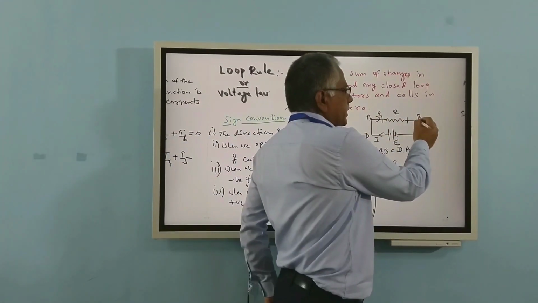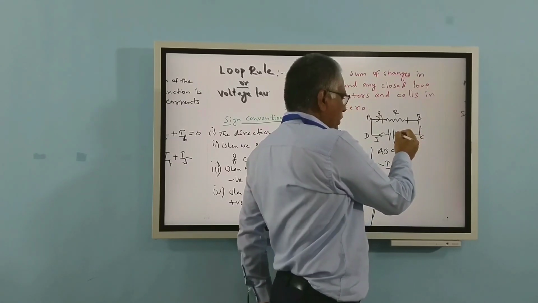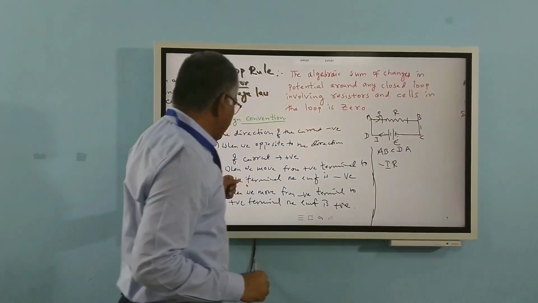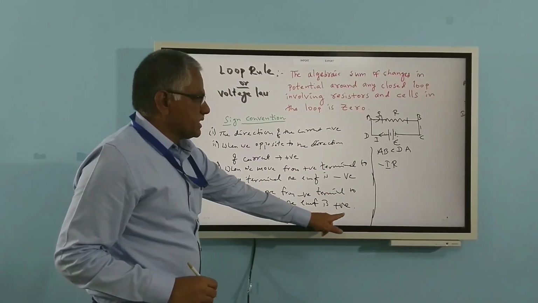Now, there is no resistance here. Here it is negative, we are going from negative to positive. Whenever we move from the negative terminal to the positive terminal, we must take it as positive.